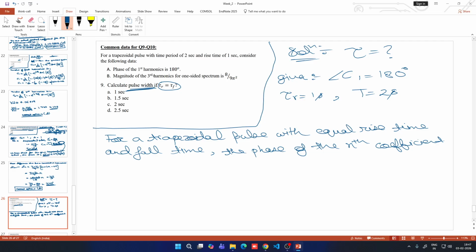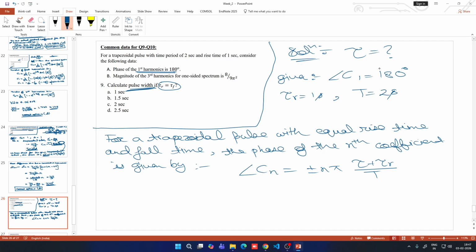because the phase of this first harmonic is already given. For any nth coefficient, the formula remains the same. Whether it is 1, 2, 3 doesn't matter, only the n value changes. The phase of the nth coefficient, angle Cn, is given by plus minus n pi into (tau plus tau r) by T. Capital T is the time period.